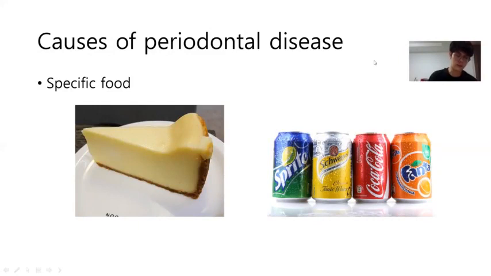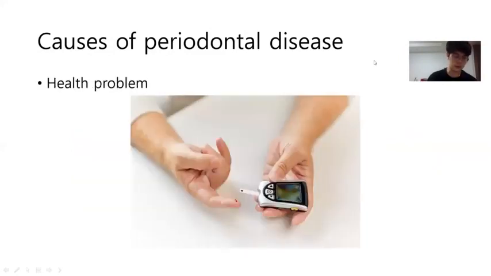And the fourth reason is health problems. Abnormalities in nutritional status or hematopoietic disorders like leukemia and anemia, or immunodeficiency disorders and endocrine disorders can also be a cause of periodontal disease. Or nowadays, researchers found there are genetic problems too.